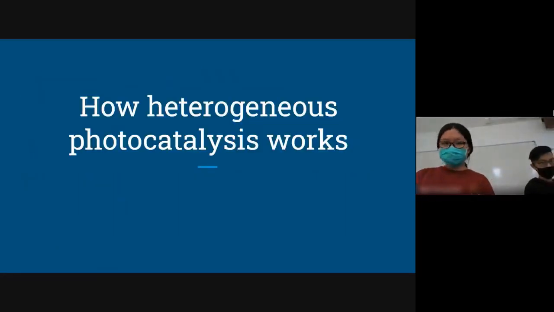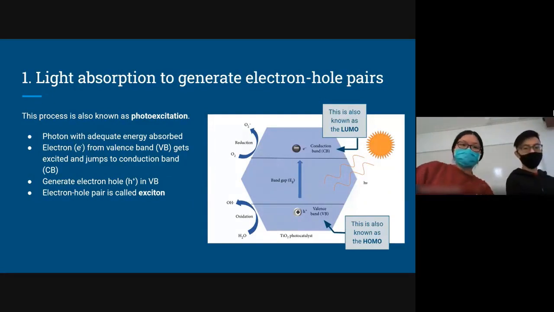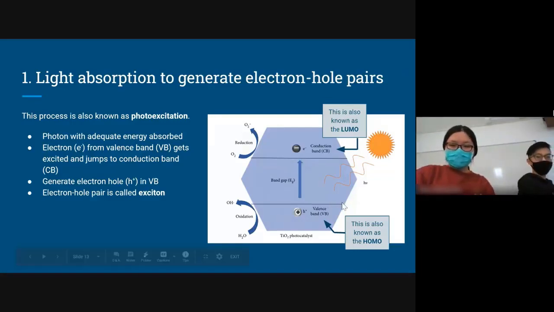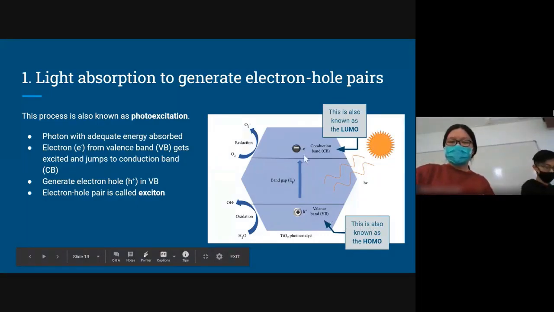So how does this work? This heterogeneous photocatalysis happens in four basic steps. The first one is light absorption to generate electron hole pairs. This process is also known as photoexcitation. Looking at the diagram, you can see the valence band, which is also known as the HOMO, and the conduction band, which is like the LUMO.